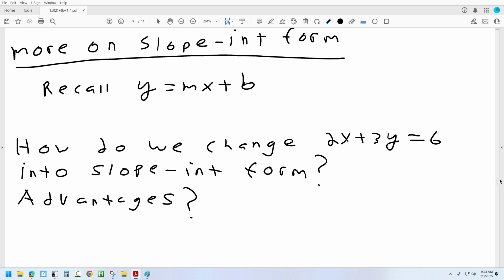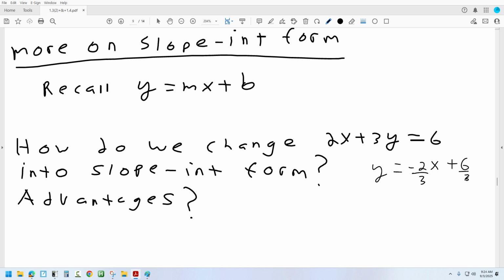Kind of already touched on this. So remember, you might not always have something in y equals mx plus b. You may have to take it and rewrite it yourself. So if you were to rewrite that in y equals mx plus b, you'd subtract the 2x and then divide by 3. That moves it to the other side, and then I'm going to divide by 3 at the same time. So when you simplify that, it would be y equals negative 2/3 x plus 2.